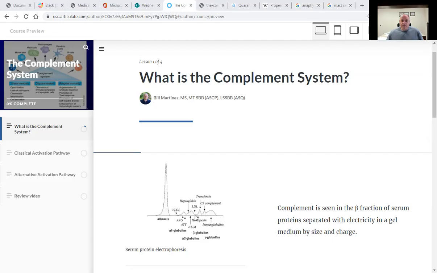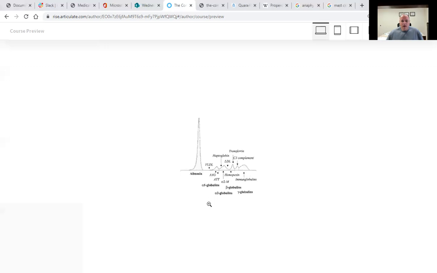So if you take serum and you electrophorese it, which means you put some serum in a gel and you run a current through it, it separates the parts of the serum by size and by charge. You can see here, it's a little small, but the smaller molecules travel the fastest, and the ones with the largest charge. And the biggest peak, the biggest component of serum, is albumin.